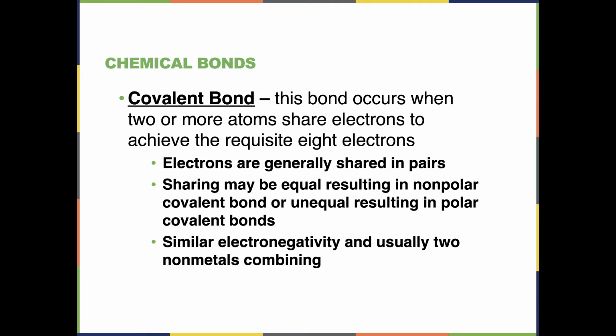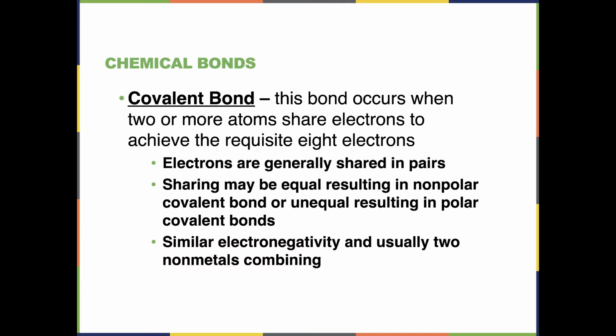The sharing may be equal, resulting in a non-polar bond, and in most cases it's modestly unequal, meaning that one of the two atoms keeps the electrons longer and more stringently than the other. The more similar the electronegativity is, the less polar the subsequent bond is. And the more dissimilar the electronegativity is, then the more polar the bonding is.